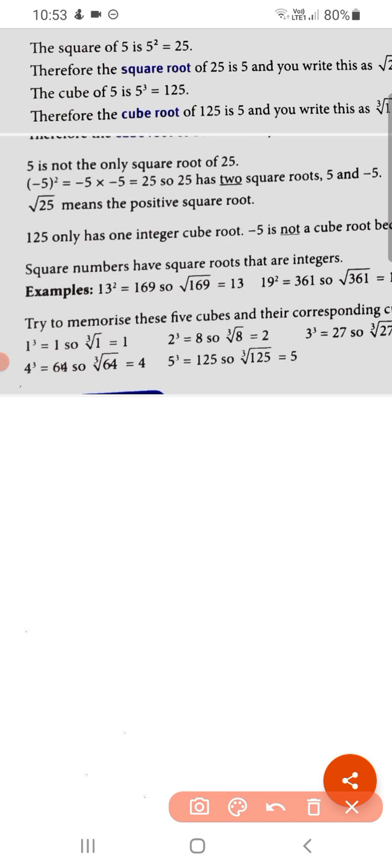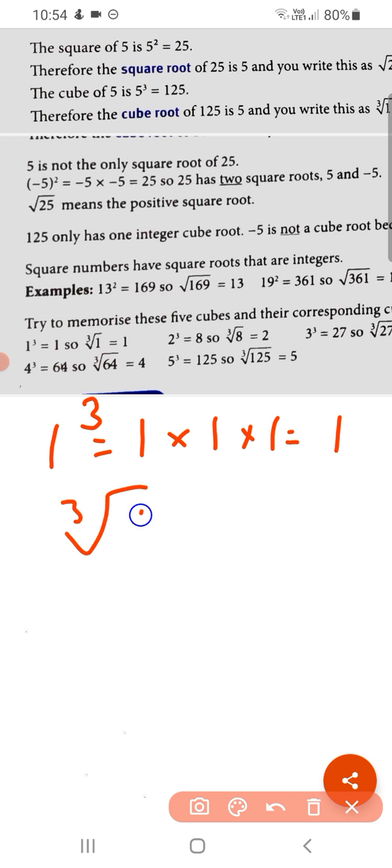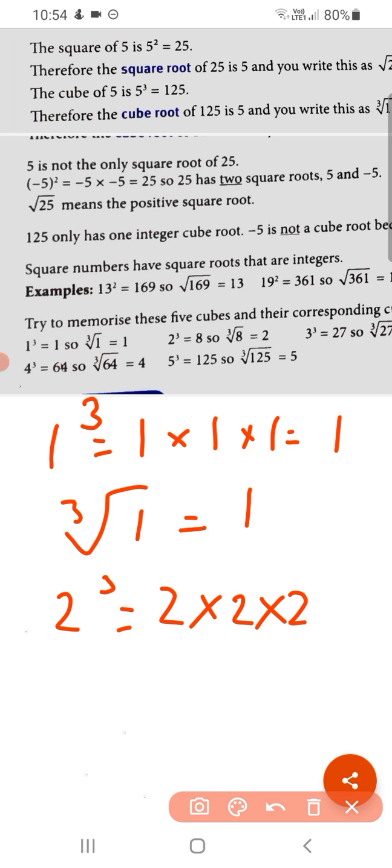Children, here the cubes of a few numbers are given. 1 cubed is equal to 1 times 1 times 1, which is equal to 1. So the cube root of 1 is 1. Then 2 cubed is equal to 2 times 2 times 2, which is equal to 8. Therefore, the cube root of 8 is 2.